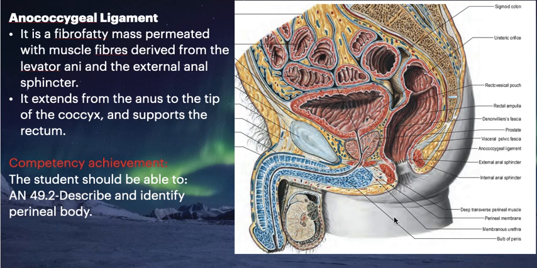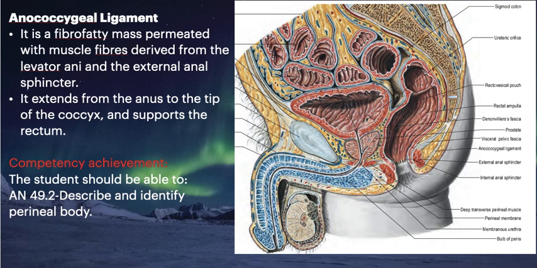So moving on further, we'll talk about the anococcygeal ligament. It is a fibrofatty mass permeated with muscle fiber derived from the levator ani and the external anal sphincter, extending from the anus to the tip of the coccyx. Okay, so this is basically your anococcygeal ligament, from the anal canal to the tip of the coccyx.